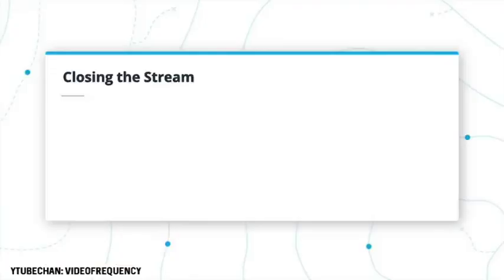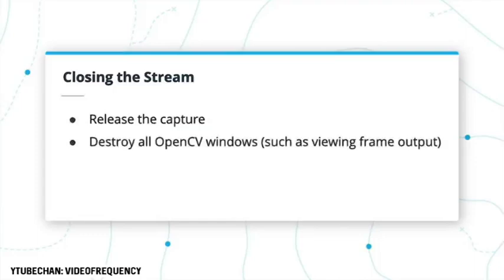Once there are no more frames left to capture, there's a couple of extra steps to end the process with OpenCV. First, you'll need to release the capture, which will allow OpenCV to release the captured file or stream. Secondly, you'll likely want to use the cv2.destroyAllWindows function. This will make sure any additional windows, such as those used to view output frames, are closed out.